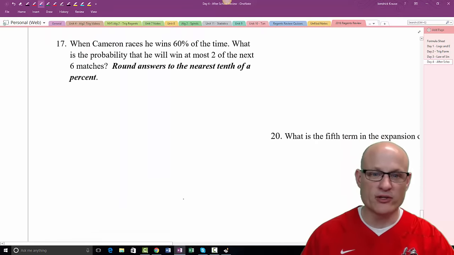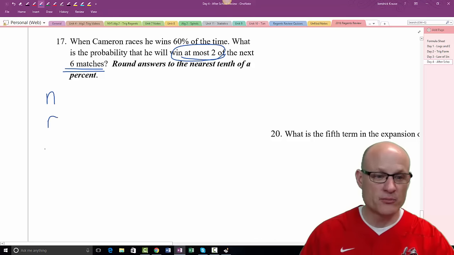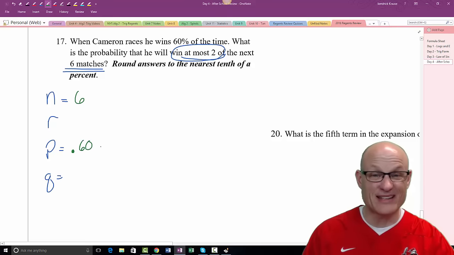When Cameron races, he wins 60% of the time. What is the probability he wins at most 2 of the next 6 matches? Now, at most means that's the most he's going to win. So N, R, P, and Q. Remember, N and P and Q are easy. They're not the bad ones. N, we're going to go 6 matches. P, 0.60. That's 60%. Remember, they have to add up to 1. So the probability of losing is 0.40.